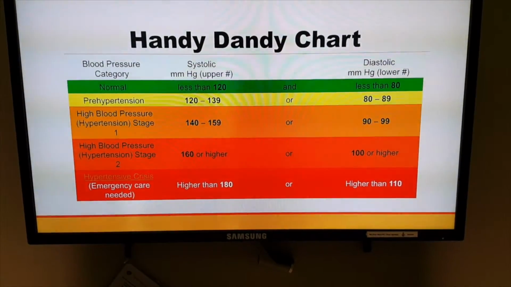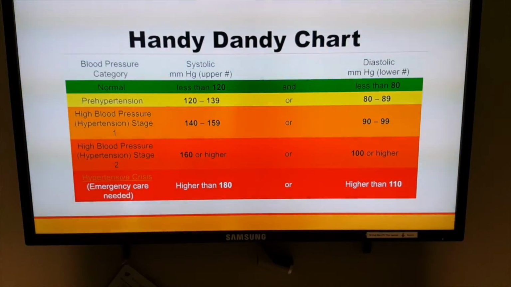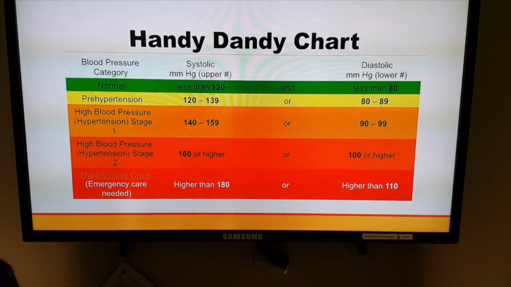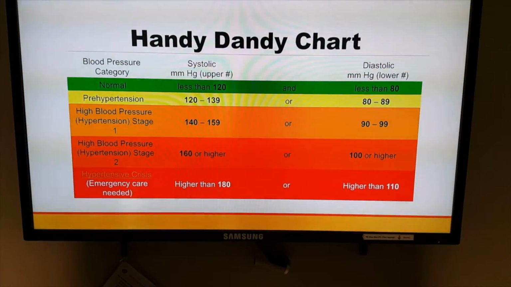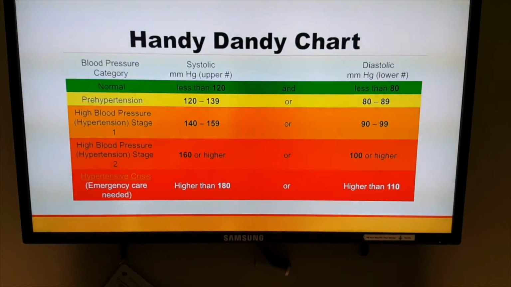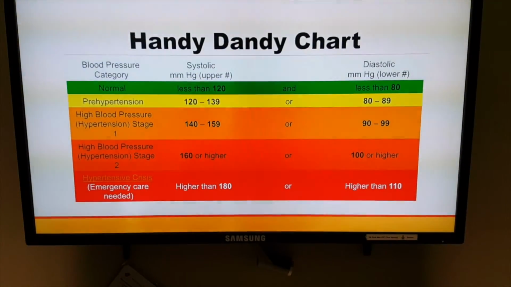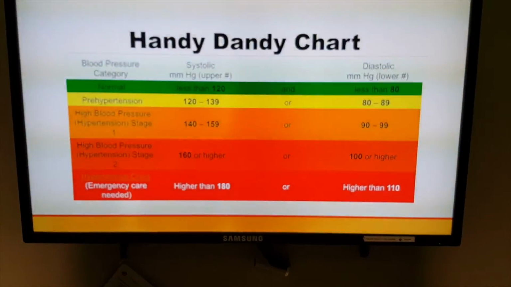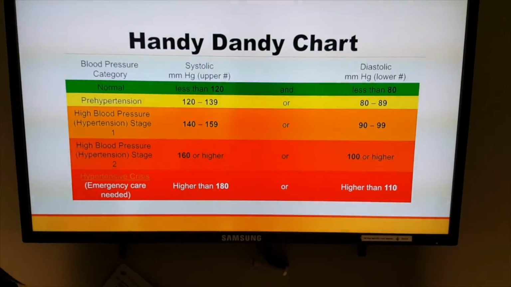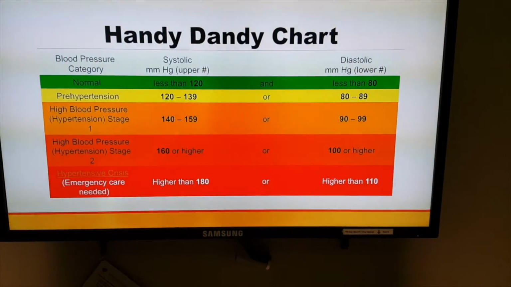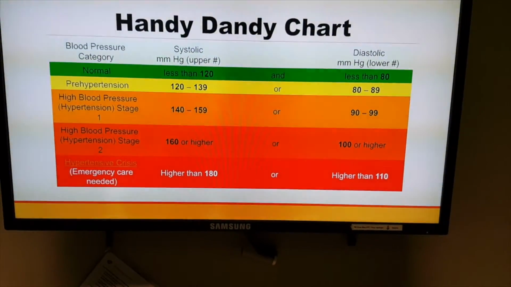Individuals that are stage 1 hypertension have a systolic value between 140 and 159 millimeters of mercury or 90 to 99 millimeters of mercury diastolic. Individuals that have hypertension stage 2 have a systolic value of 160 millimeters of mercury or higher, and a diastolic value of 100 millimeters of mercury or higher.